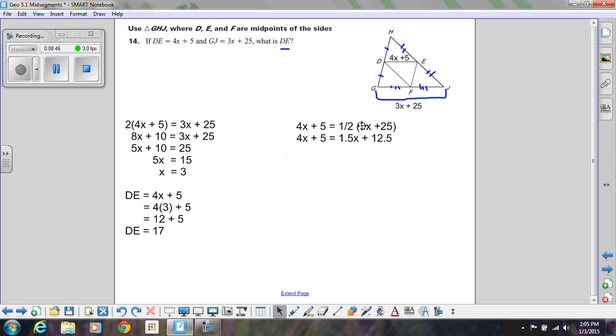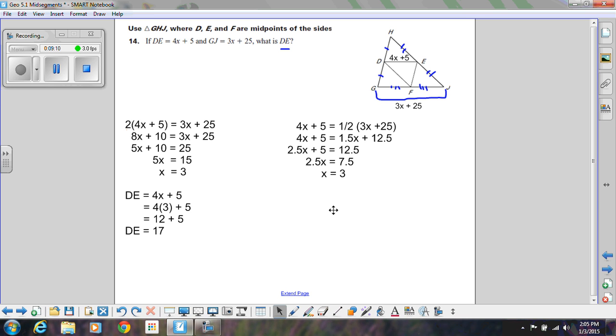So I did the 1/2 times the 3, that's 1.5. And then 1/2 times the 25 is 12.5. But then you just solve like normal. So I'm going to subtract the 1.5x. That's going to give me 2.5x plus 5, and that equals 12.5. Then I'm going to subtract the 5. That's going to give me 2.5x equals 7.5. Then we're going to divide by the 2.5, and that gives me x equals 3.